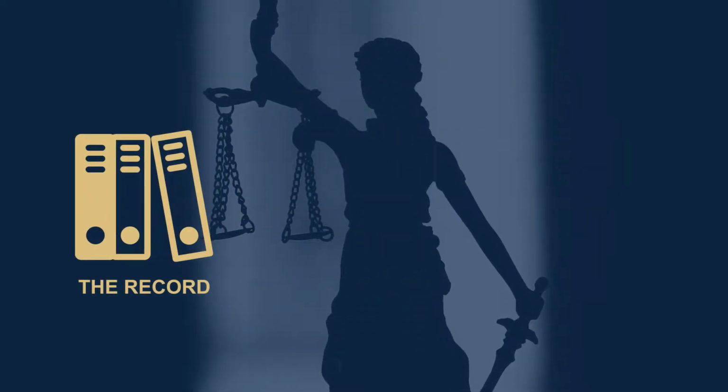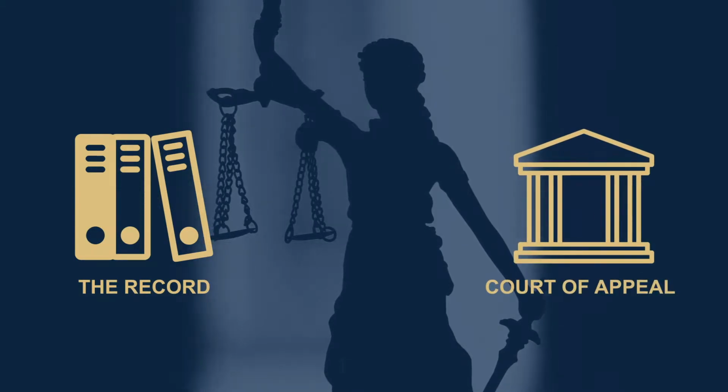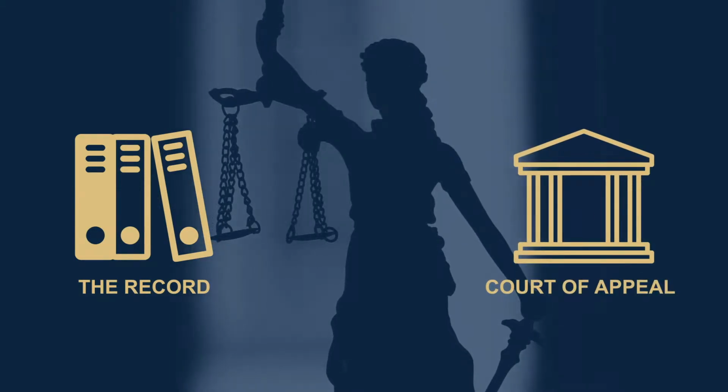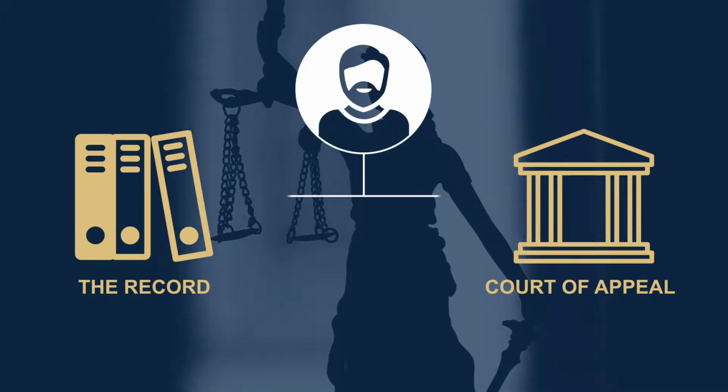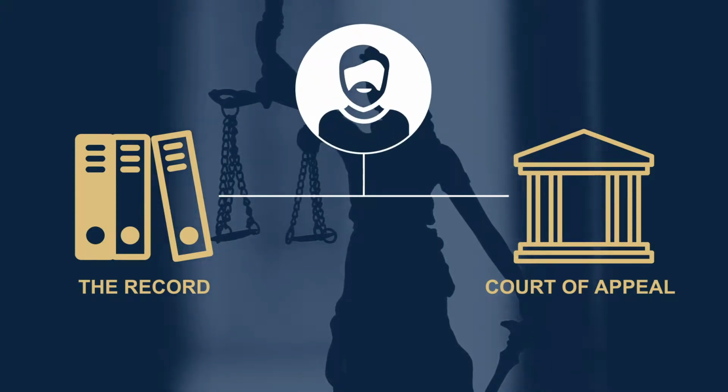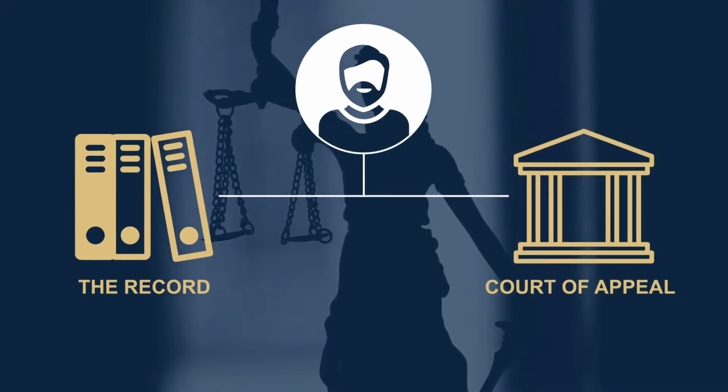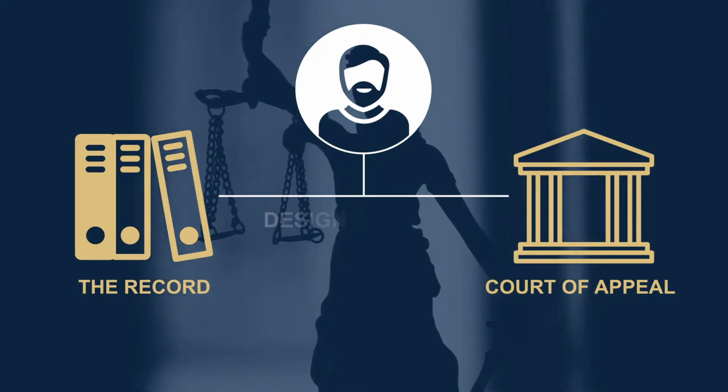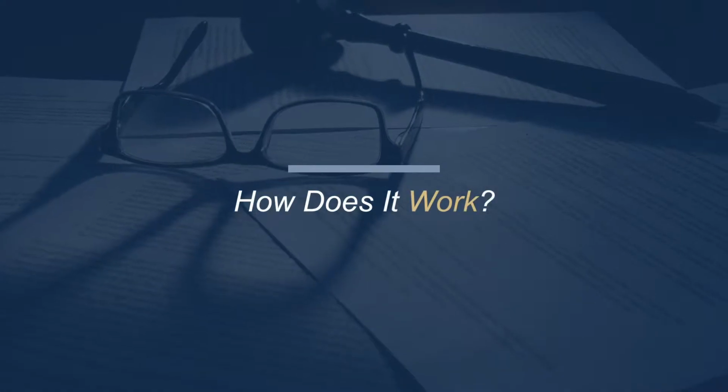It's important to know that the Court of Appeal does not automatically get a copy of the record from the trial court. You have to make it happen. This video is about how to get the record for your appeal. In legal terms, this process is called designating the record on appeal. So, how does it work?